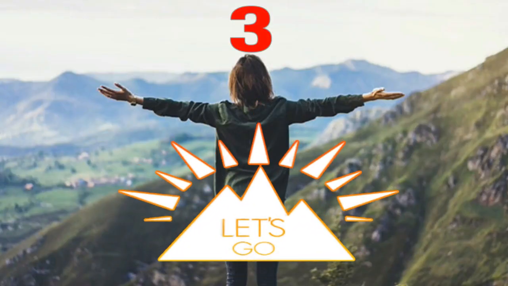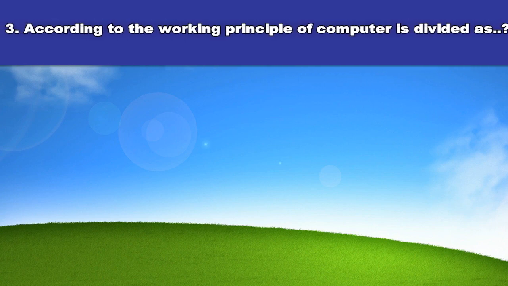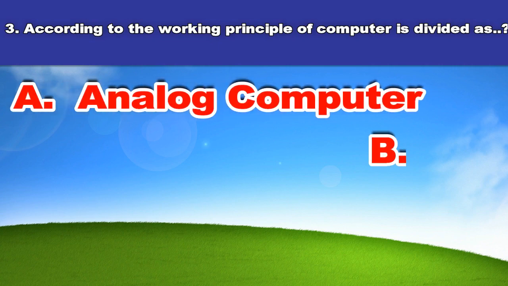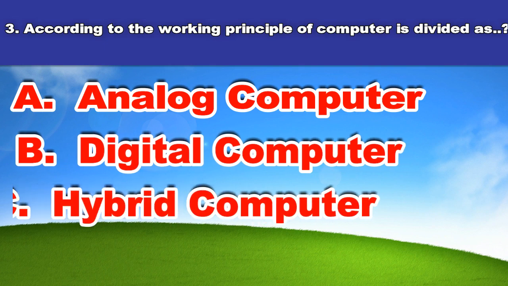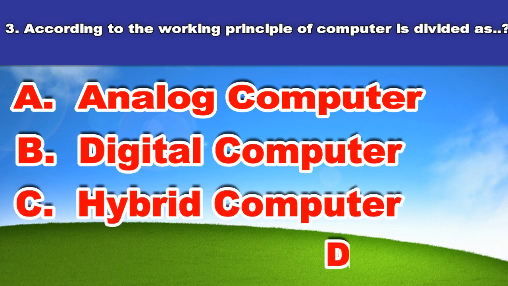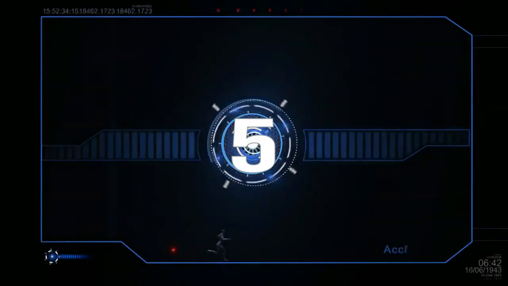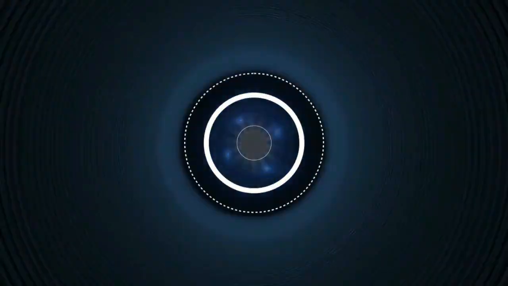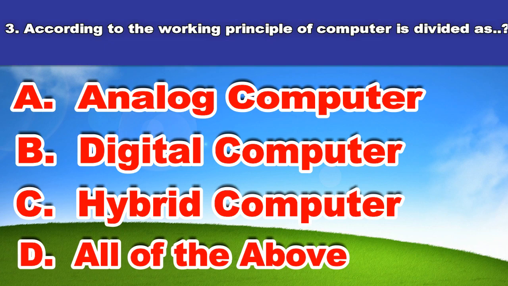Third question. According to the working principle, computer is divided as A. Analog computer, B. Digital computer, C. Hybrid computer, D. All of the above. And the answer is all of the above.